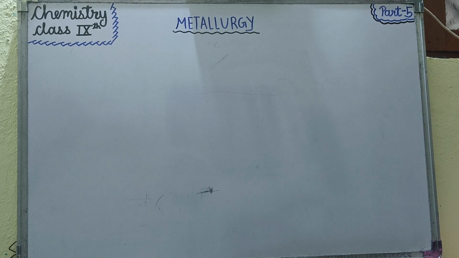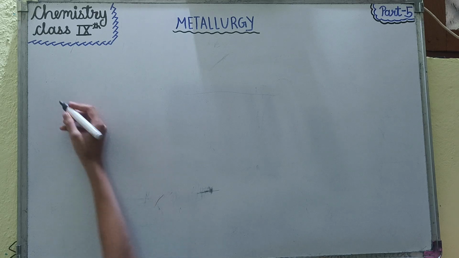Today we are going to learn class 9th chemistry chapter Metallurgy part 5. So in this part we are going to start with the topic of different forms of iron.